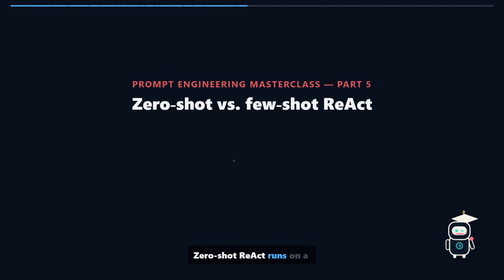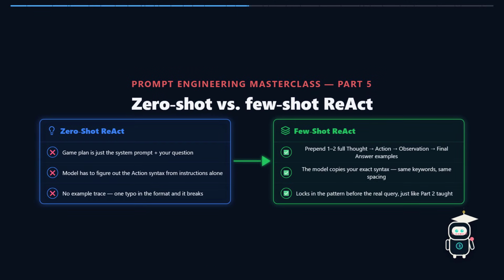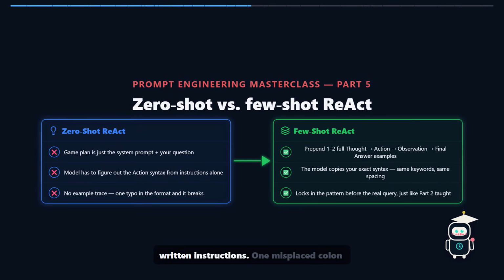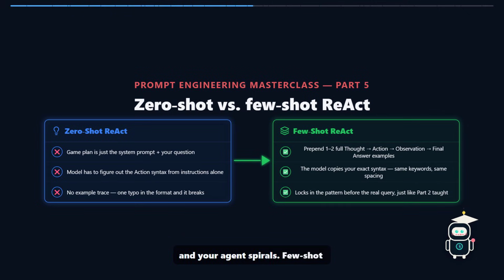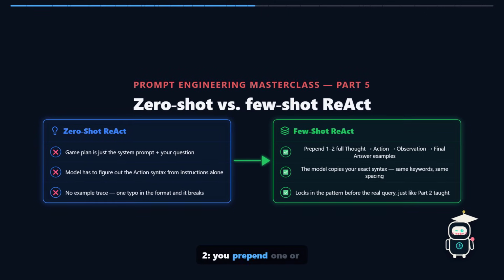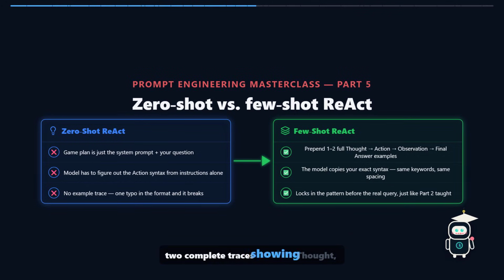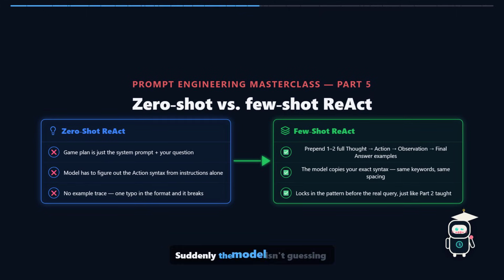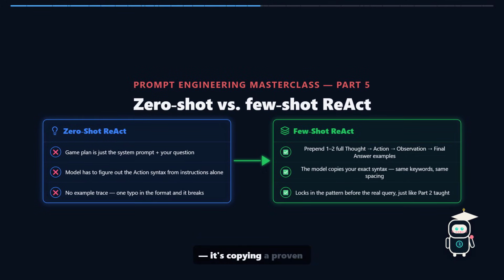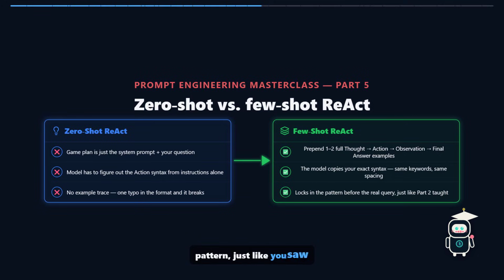Zero-shot ReAct runs on a system prompt and a question. The model has to guess the action format from written instructions. One misplaced colon and your agent spirals. Few-shot ReAct is the same idea you already learned in Part 2. You prepend 1 or 2 complete traces showing thought, action, observation, and final answer. Suddenly the model isn't guessing. It's copying a proven pattern, just like you saw with one-shot classification back then.